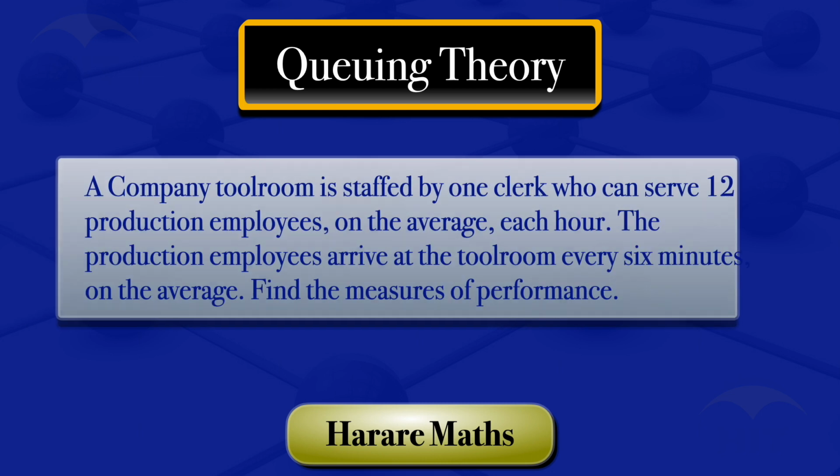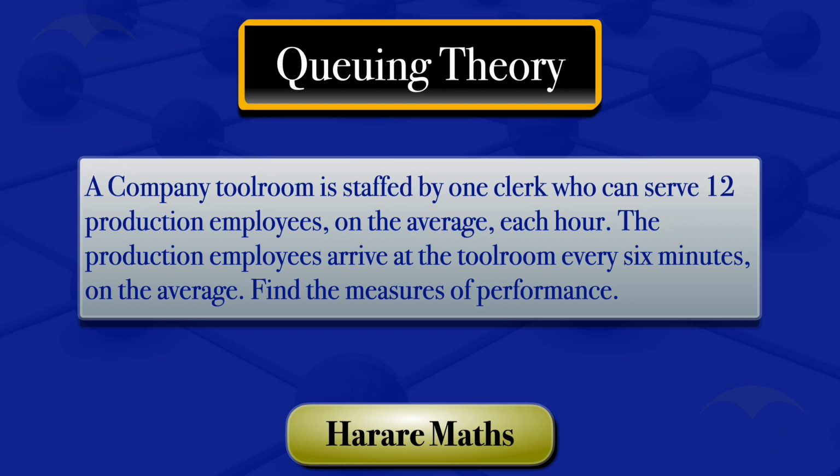A company tool-room is staffed by one clerk who can serve 12 production employees on average each hour. The production employees arrive at the tool-room every 6 minutes. In this tutorial, I'm going to find the measures of performance.